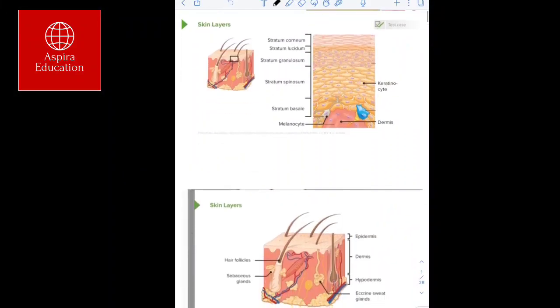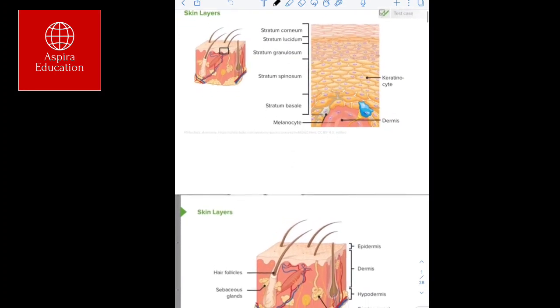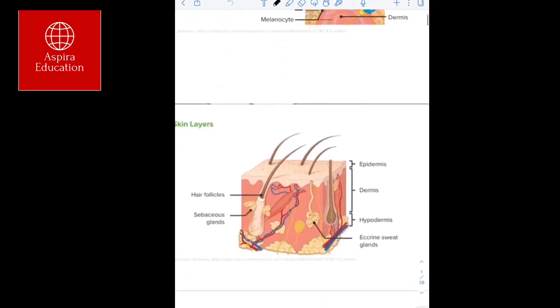The skin layers. If you look at this picture, this is the basic part of the skin layers. On the top, there is the epidermis, the outermost layer. Below the epidermis, we have the dermis, and the dermis is the area where blood vessels, nerves, lymphatics, and multiple glands come into play.